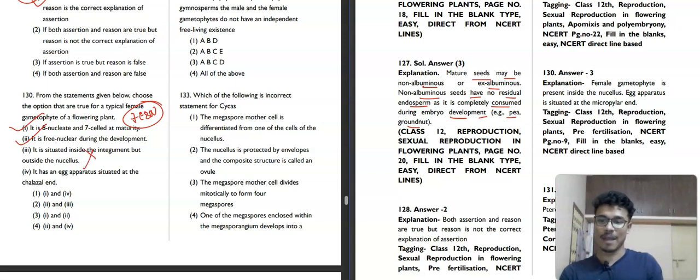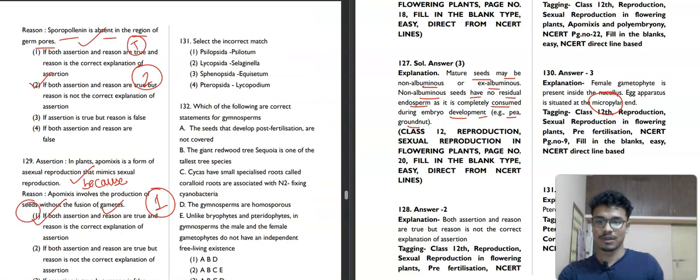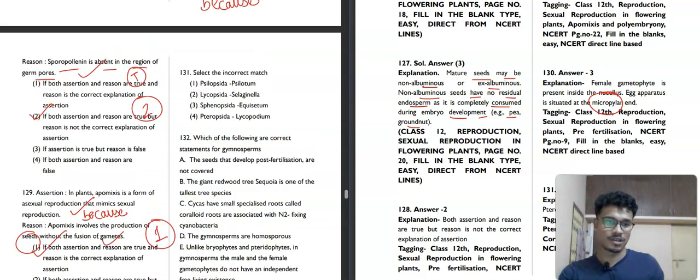Then it has an egg apparatus situated at the chalazal end. Egg apparatus is not situated at the chalazal end. Where is it situated? At the micropylar end. This is also not correct. So what are the correct statements? The true statements are the first and second, so the third option will be the correct answer. The third option is correct for question number 130. Let's solve other questions as well.